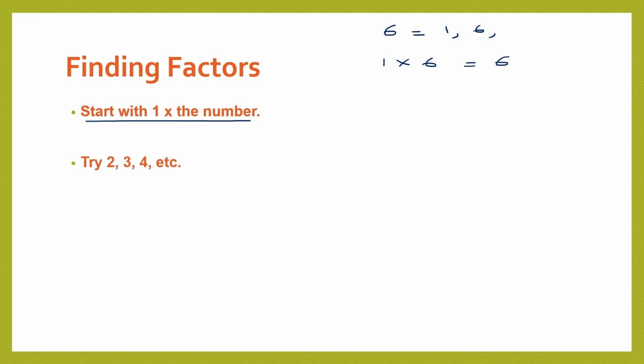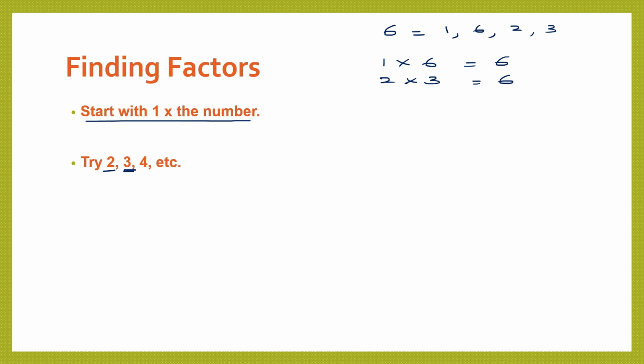Then the next step is try 2. So let's try 2. 2 into what will give me 6? 2 into 3 will give me 6. So 2 and 3 are also the factors of 6. I can write here 2 and 3 are also the factors of 6.